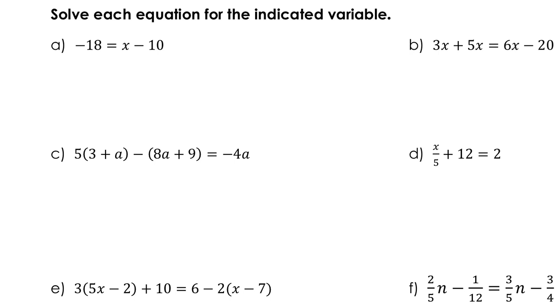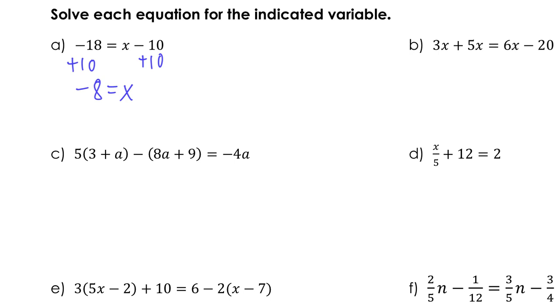Oh, you subtract it. Subtract the 10? No, you add the 10. Why do I add the 10? Because it's a subtraction. Good, because it's a subtraction. So we do the opposite to move it. So we add 10 to both sides. So negative 18 plus 10 is going to give me negative 8. And now the x is all by itself. So I just have negative 8 equals x.